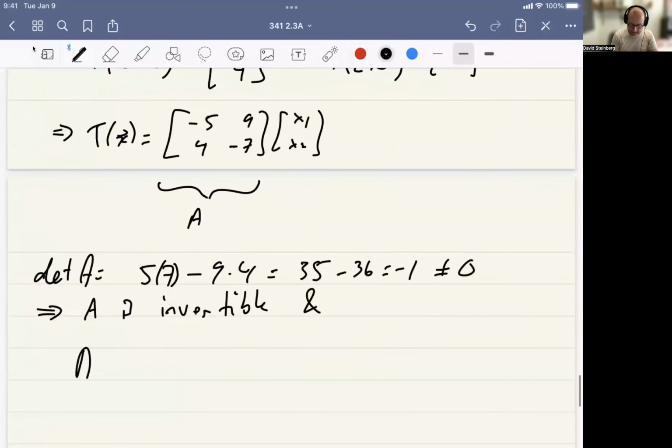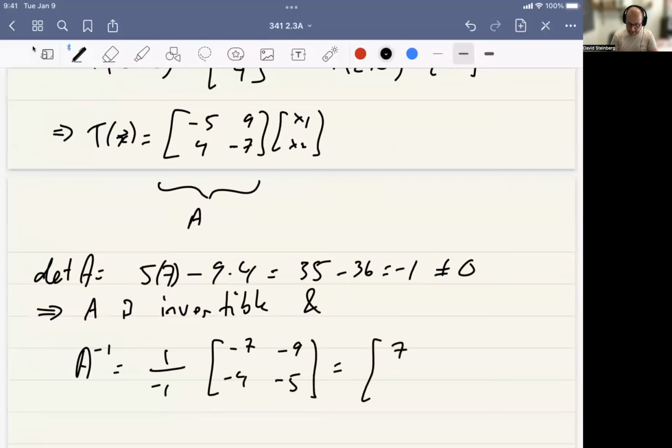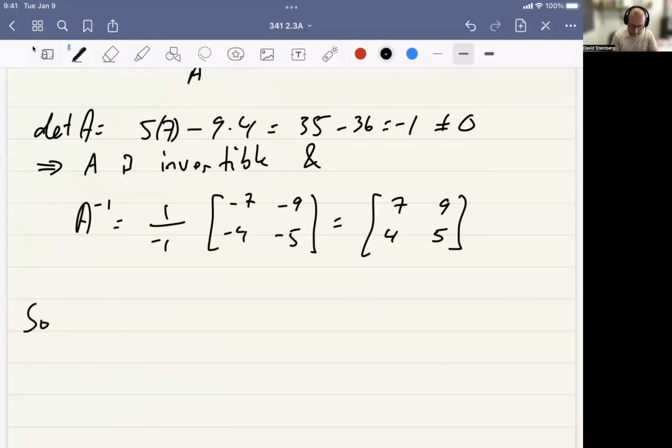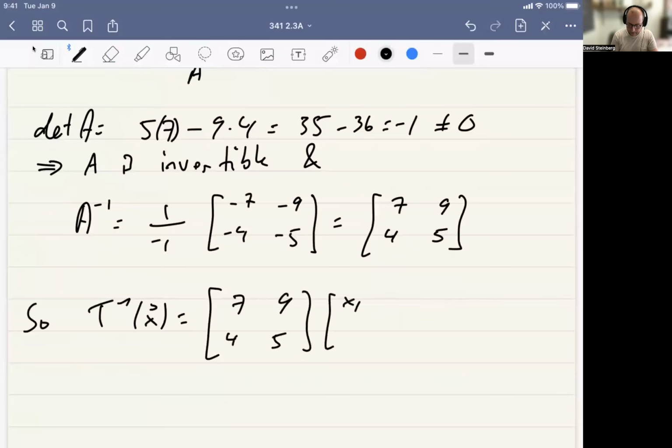And A inverse is equal to 1 over the determinant. And then what we want to do is swap the main diagonal and negate the off diagonals. So exactly getting back 7, 9, 4, 5. Okay, and so that means T inverse of x is given by 7, 9, 4, 5 applied to x1, x2. Boom, done.